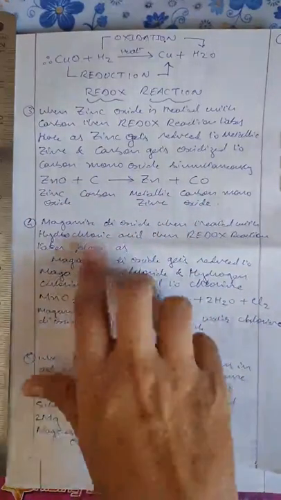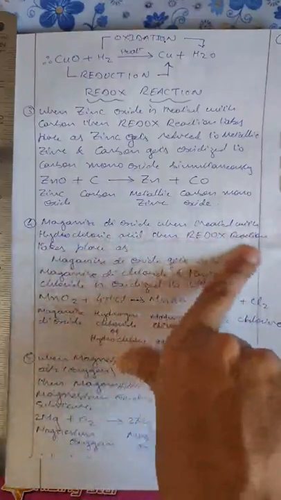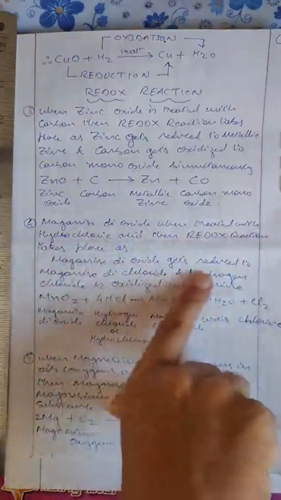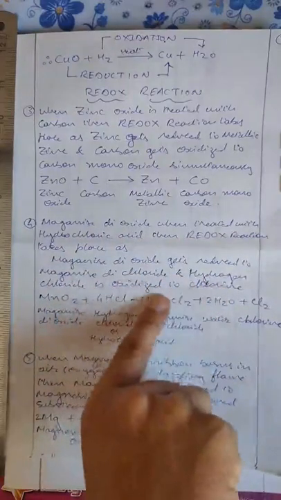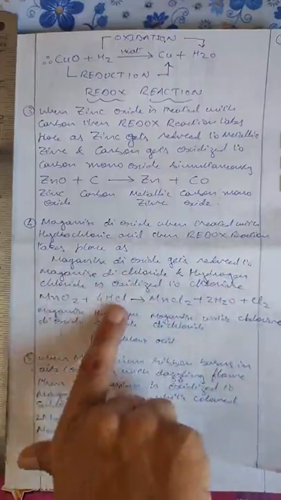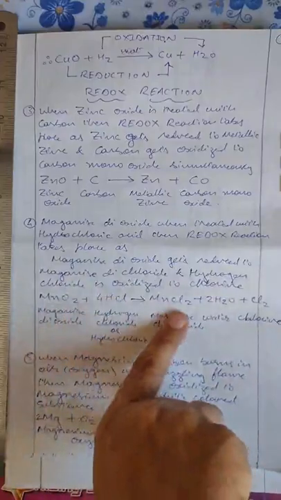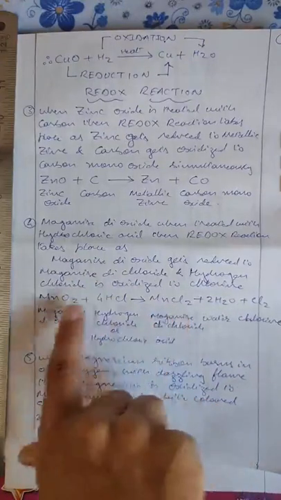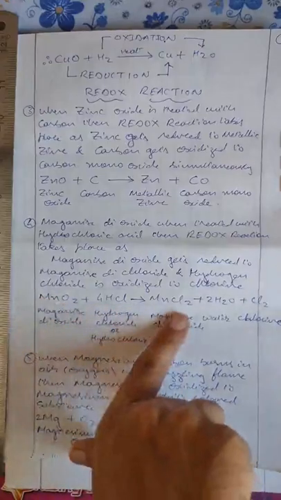We may take one more example. Manganese dioxide, when treated with hydrochloric acid, then a redox reaction takes place. Manganese dioxide gets reduced to manganese dichloride, and hydrogen chloride is oxidized to chlorine. So this is hydrochloric acid. When treated with manganese dioxide, we get manganese chloride, MnCl2. So here oxygen is removed, hence we say manganese is reduced.